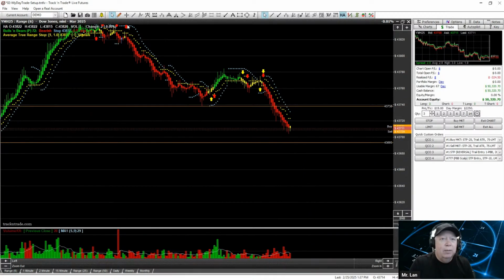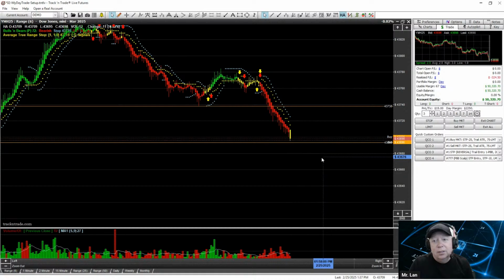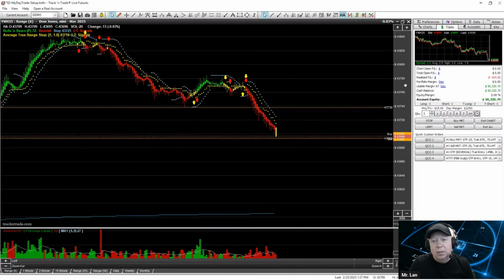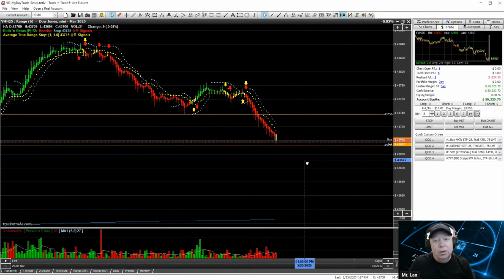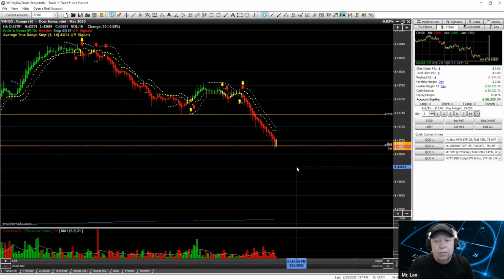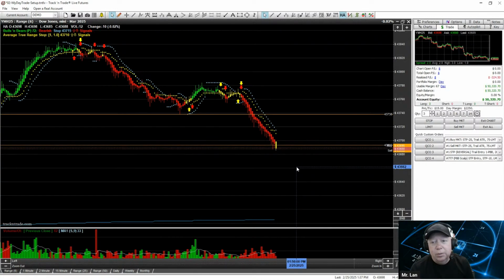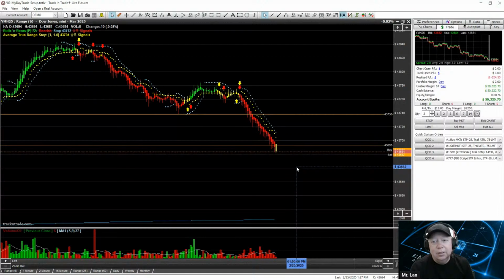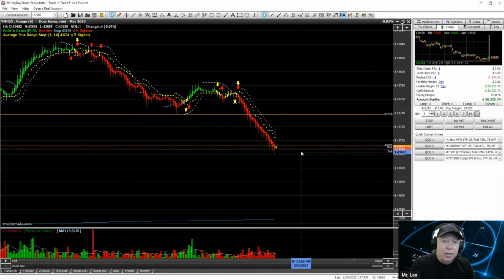I thought we might go up, get a little ABC pattern in here and go back up, test the high again. This market does not want to go up, does it? Look at that. Man alive, what an ugly market. Now it's trying to break new lows down here. That's not what we wanted to see at all. I didn't anticipate that at all.